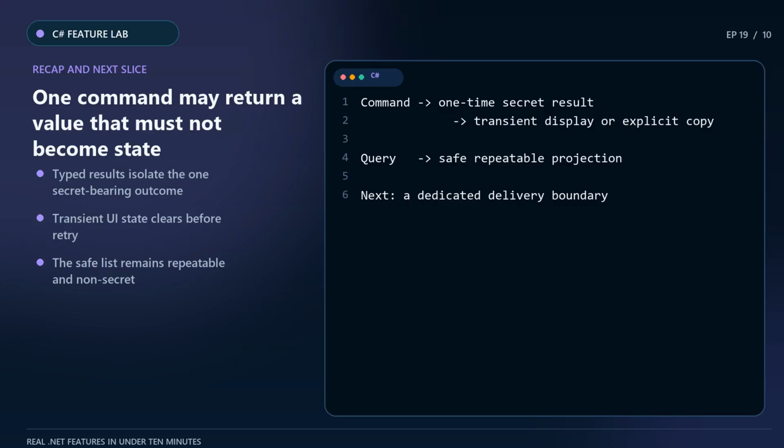The tests prove not only that the secret appears after success, but also that it disappears before retry and cannot be resurrected by failure. Next, we can replace manual copying with a dedicated server-side delivery boundary while keeping the pending list safe and repeatable.